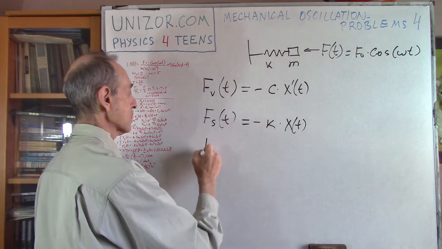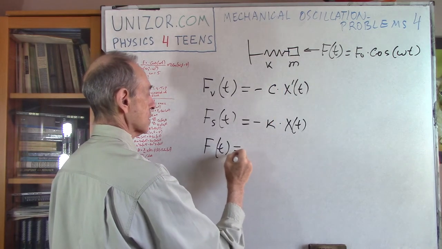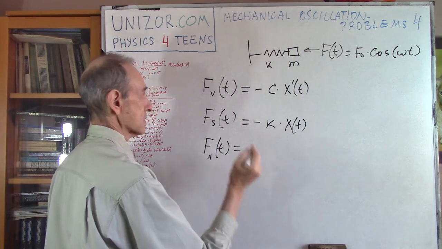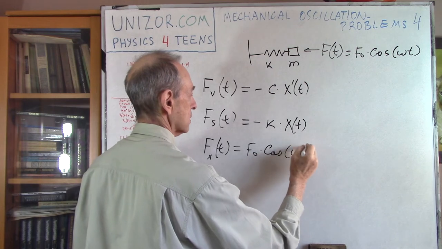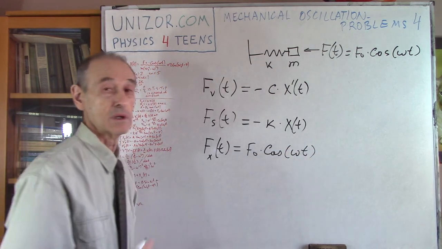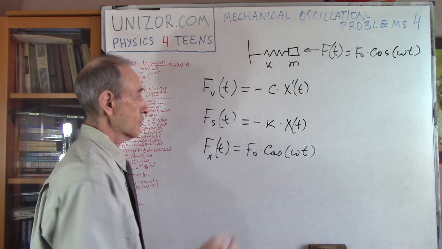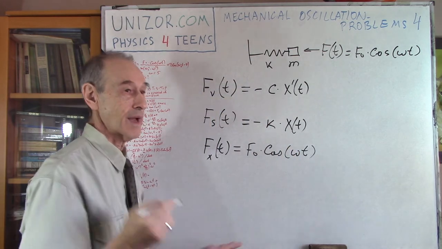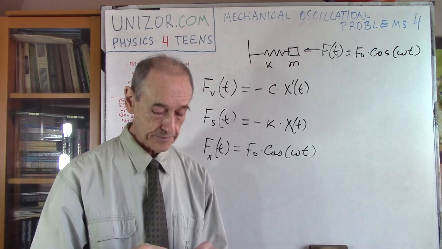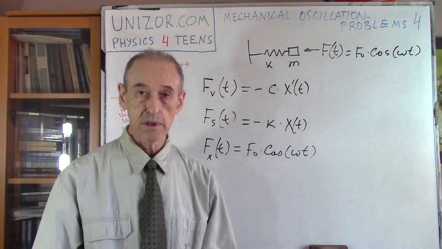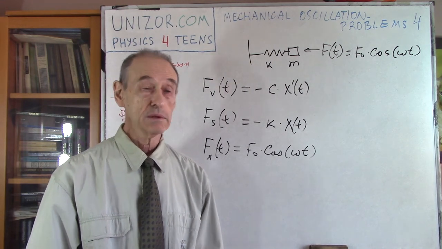Now, the third force, that's this one, the external force. Call it Fx, external. So that's F0 times cosine omega t, where omega is a given angular speed. So all these three forces are acting at the same time. Now, my problem is to derive the equation of motion and solve it.